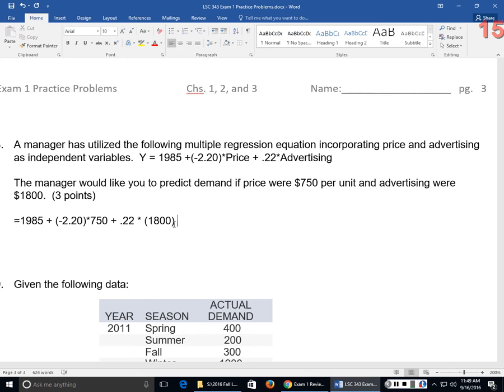And if we were going to finish that out, do some maths, it becomes 1985 minus 1687.50 plus 396, which then is 693.50. Okay?